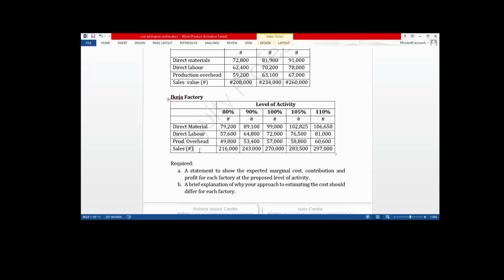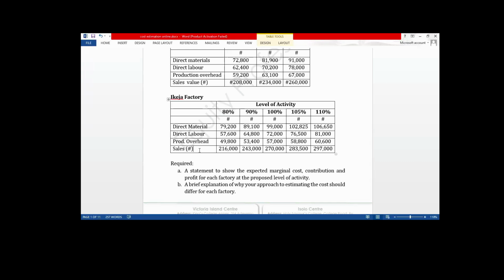Requirements. A. Prepare a statement to show the expected marginal cost, contribution, and profits at each factory at the proposed level of activity. Requirement B, briefly explain why your approach to estimating costs should differ for each factory.